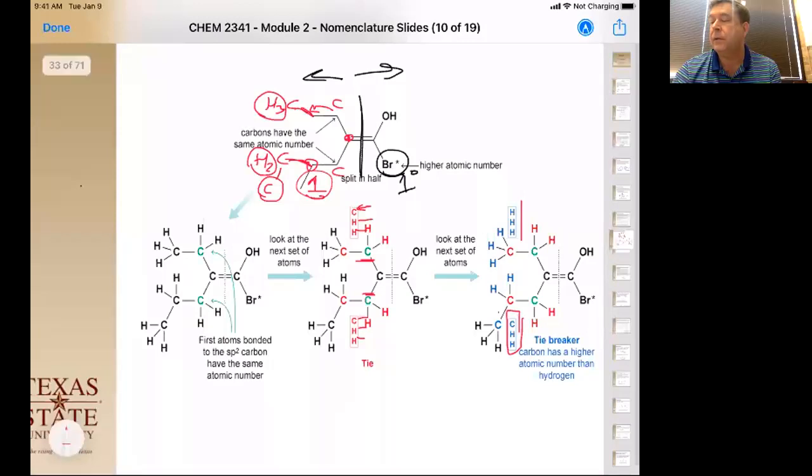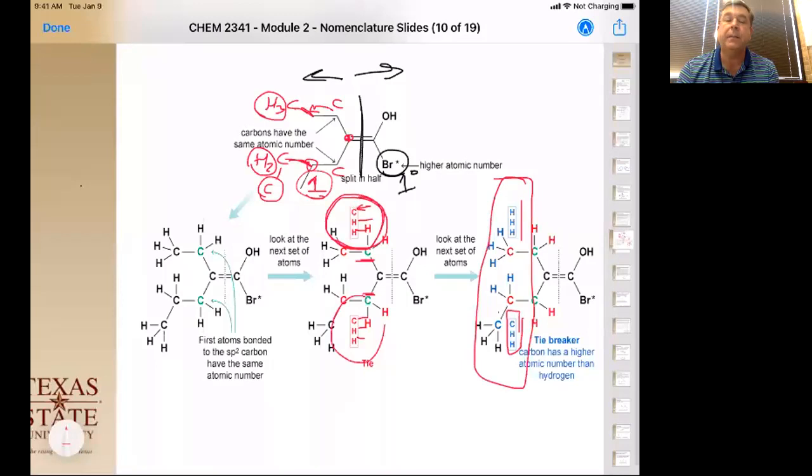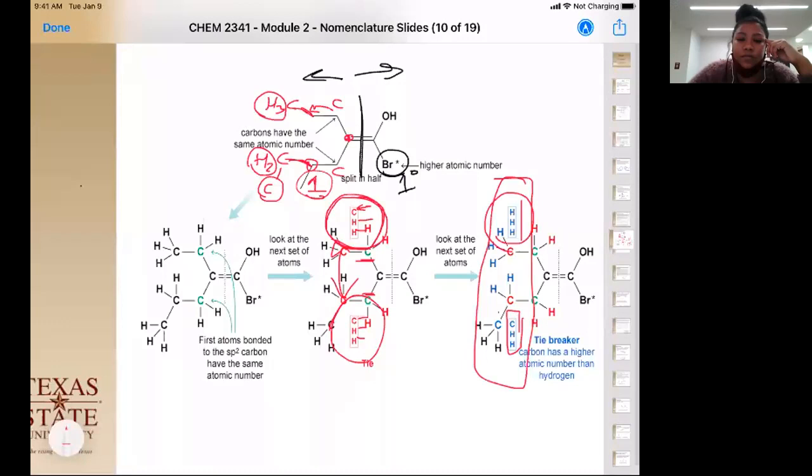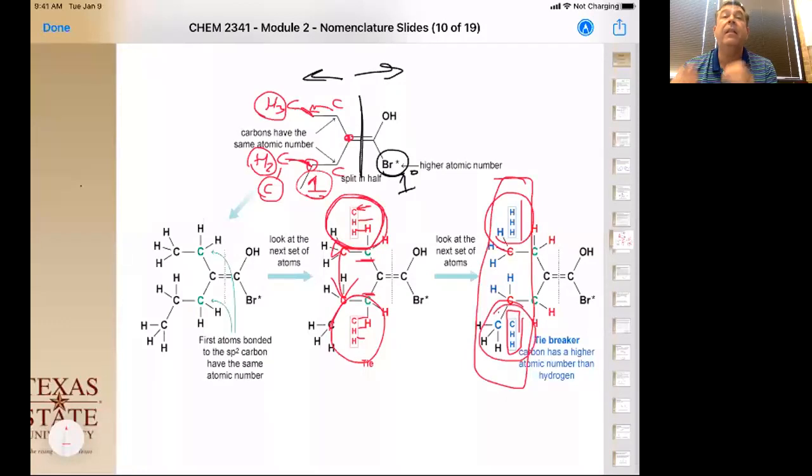Once we get to this section here, notice if we looked at all the atomic numbers here and here, they're all the same. It's a 6-1-1. This is a 6-1-1. If we looked at all of the atoms there. So what we're saying here is that they're equivalent. There's no differentiation yet. Over here, we have atomic numbers 1-1-1 and atomic number 6-1-1. They now have a differentiation, and this becomes our higher priority.